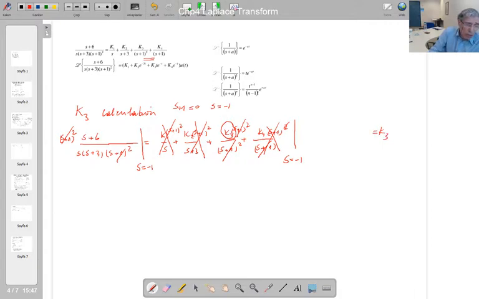The left hand side, replacing s with minus 1, gives you plus 5 in the numerator. And in the denominator, s minus 1 is... if I put minus 1 here, it's going to be plus 2. So it's going to be 2, isn't it? So the result is minus 5 over 2. So K3 is equal to this one.